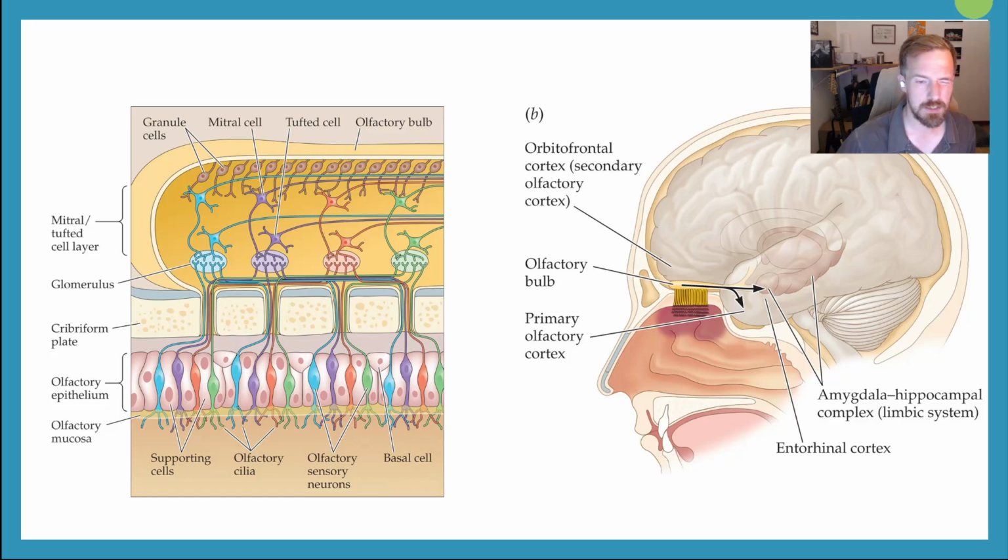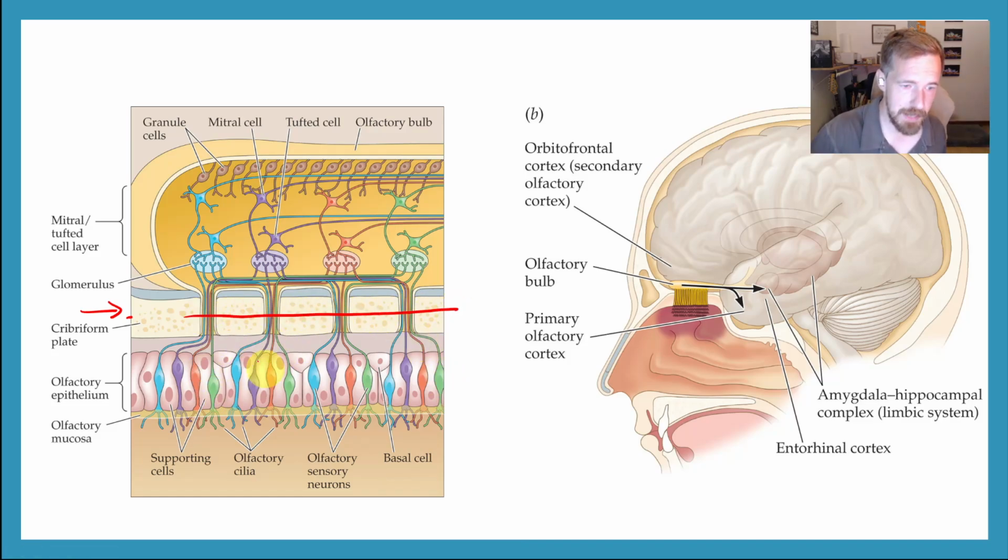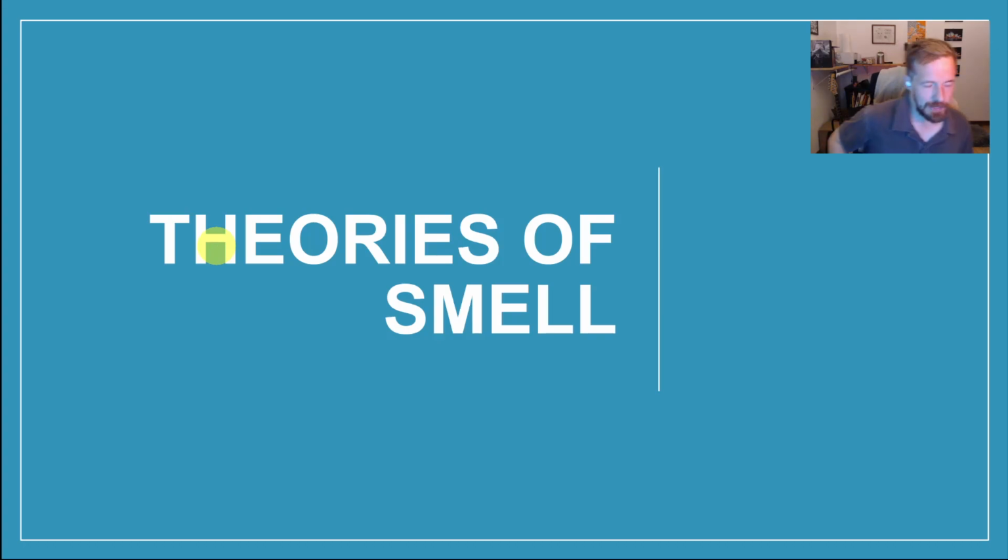All right, so we already talked about this stuff. And this is the cribriform plate, where if you were to get hit in the face really hard, it can fracture this and slice through these olfactory nerves, so that your olfactory epithelium is working perfectly fine, but it can't communicate its findings to the olfactory bulb.